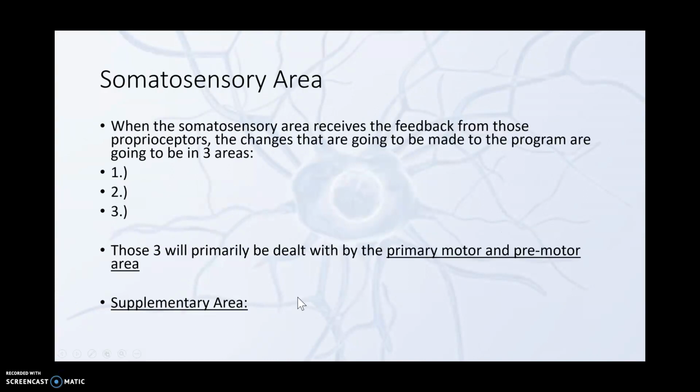So let's talk a little bit about the somatosensory area. When the somatosensory area receives feedback from those proprioceptors we just talked about, the changes that are going to be made to that motor program are going to be in 3 areas. 1, the range of motion. Is it correct? 2, the amount of force being generated. Is it adequate enough? And 3, the rate of shortening. Those 3 will be primarily dealt with by the primary motor area and the premotor area.